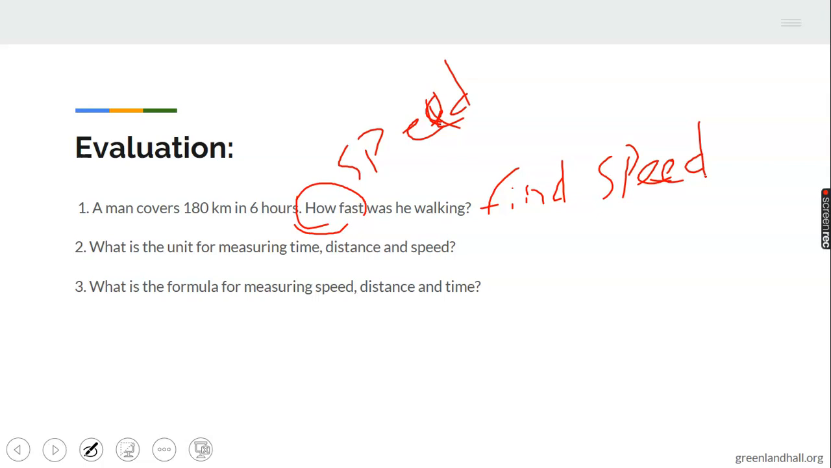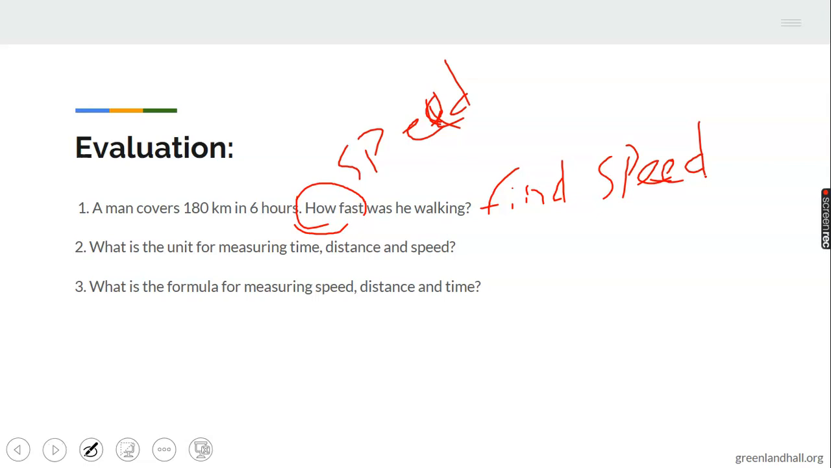Then what is the unit for measuring time? What is the unit for measuring distance? What is the unit for measuring speed? Okay. What is the unit for measuring time? We have gotten the answer. Good. Now what is the unit for measuring distance? Anybody has gotten the answer? Good. What is the unit for measuring speed? Good. Then let's go to the last question.